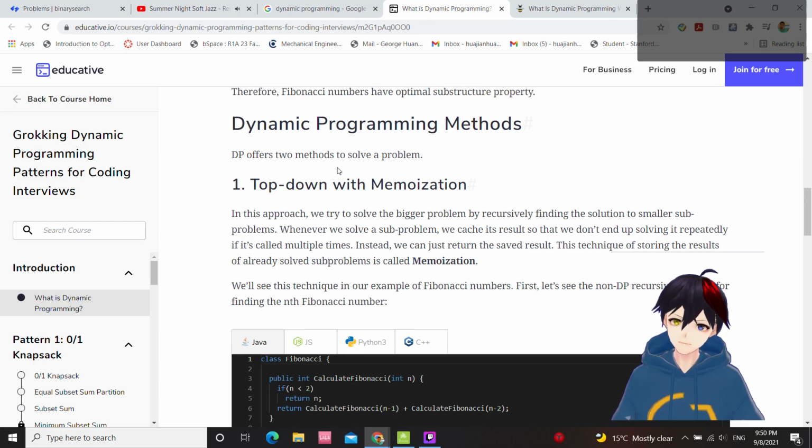DP offers two methods to solve a problem. Top down with memoization.